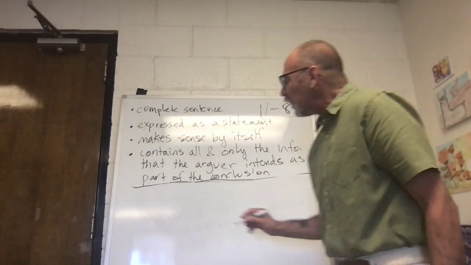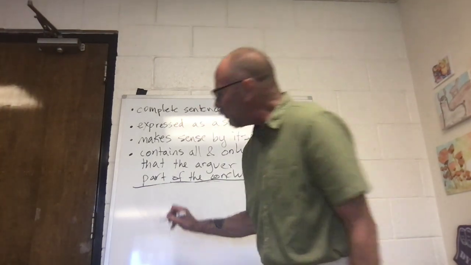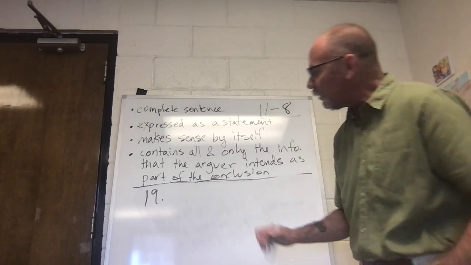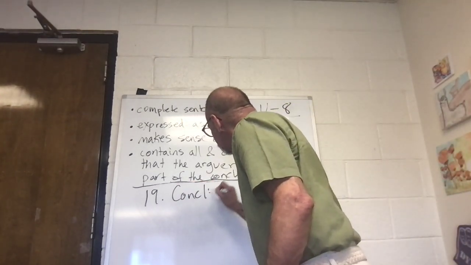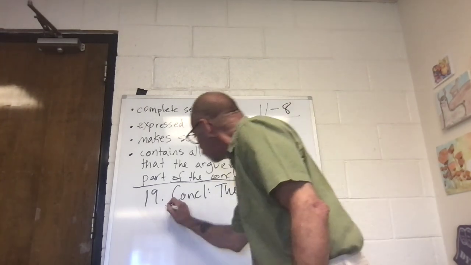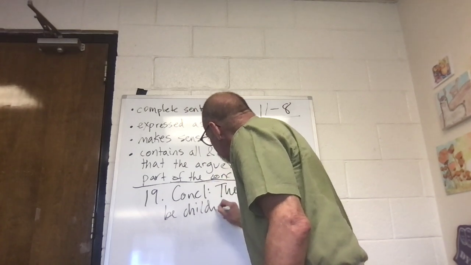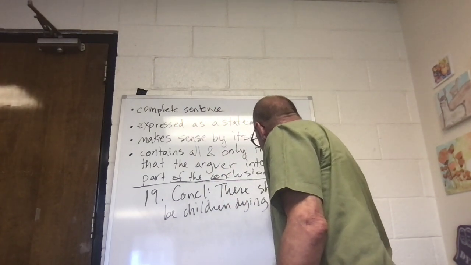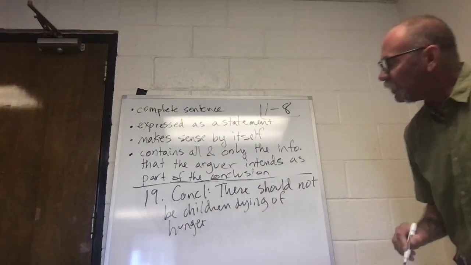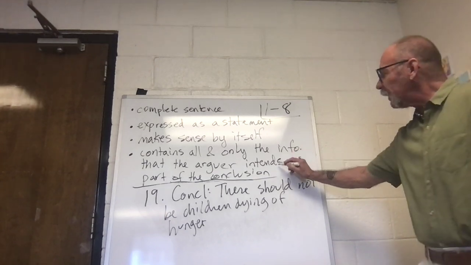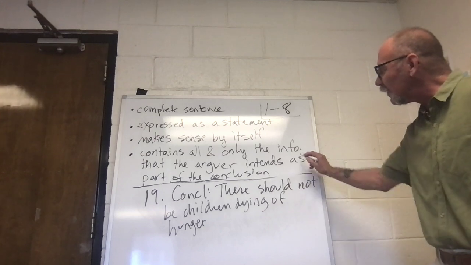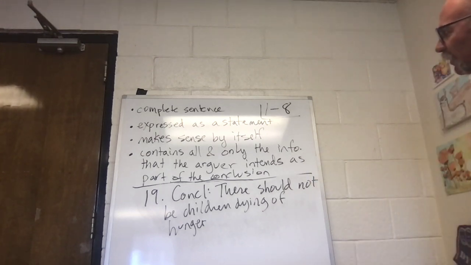In other words, the statement at the beginning that Argentina is a rich country is being used as the reason or as the premise to support the conclusion that there should not be children dying of hunger. Not quite done with this, however. I'm looking at this last condition that a conclusion needs to meet when we write it by itself. It has to contain all and only the information the arguer intends as part of the conclusion.